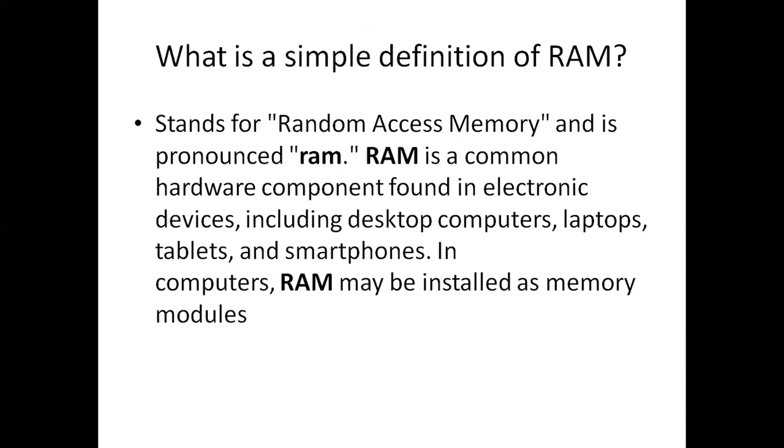So the simple definition of RAM. RAM stands for random access memory and is pronounced as ram. It is a common hardware component found in electronic devices, including desktop computers, laptops, tablets, smartphones, etc. We also have RAM in our smartphone. We don't know that, we just use our phone, which is Android. So we should know that it also has RAM. In a computer, RAM may be installed as a memory module. Okay, so why is it called random access memory?